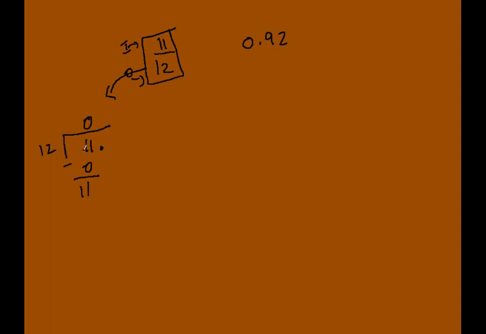So I'll put a decimal point here, and I take that decimal point and kick it up. Remember, that was a trick. And I put a 0 to bring down. Kick up the decimal point, bring down the 0.